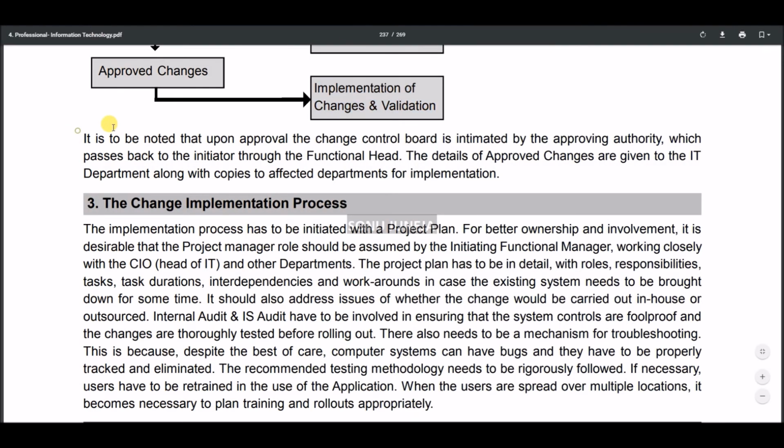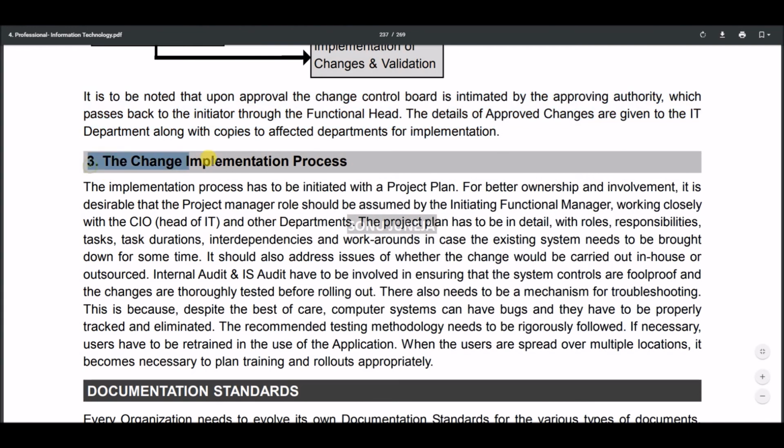It is to be noted that upon approval of the change control board, it is intimated by the approving authority, which passes back to the initiator and the functional head. The details of approved changes are to go to the IT department along with a copy to the affected departments for implementation. The third is the change implementation process. It has to be initiated with a project plan for better ownership and involvement. It is desired that the project manager role should be assumed by the initiating functional manager, working closely with the CIO, head of IT and other departments.